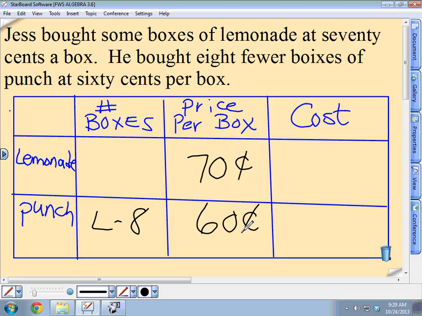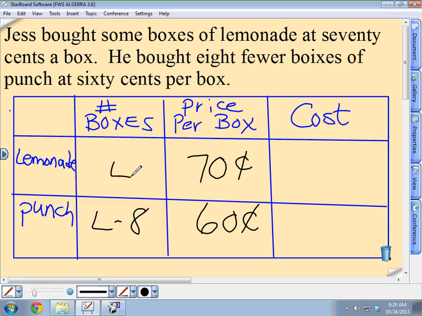Shay, what do you want to fill in? The lemonade, just L. Just L, the lemonade. Good. And that's all the information we have, right, from our problem. So how will we figure out the cost? Somebody?